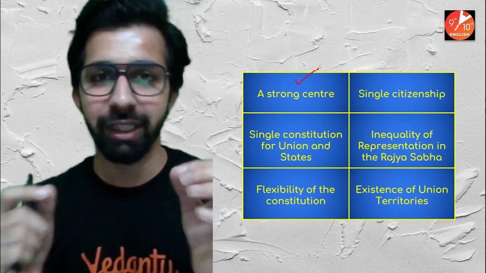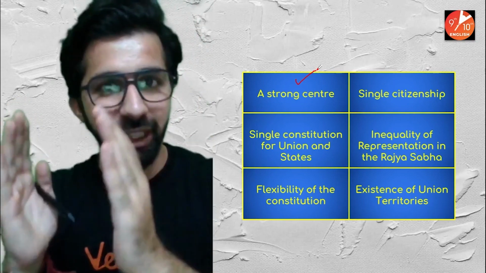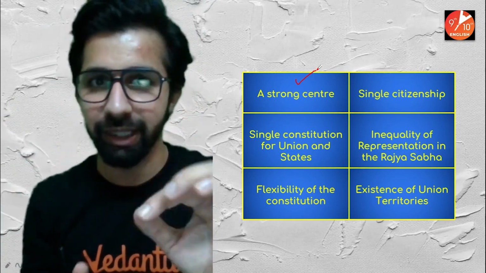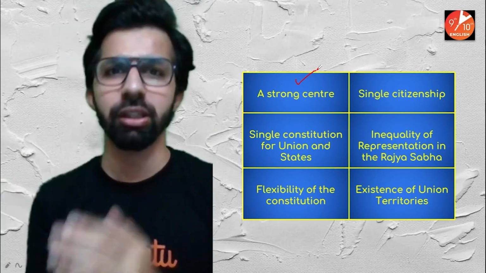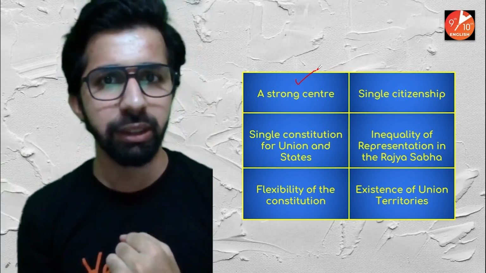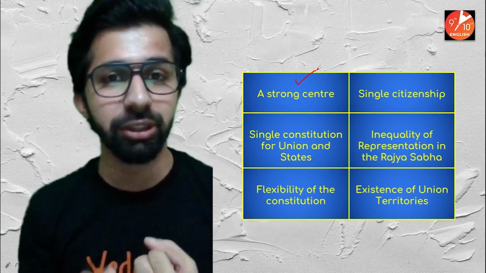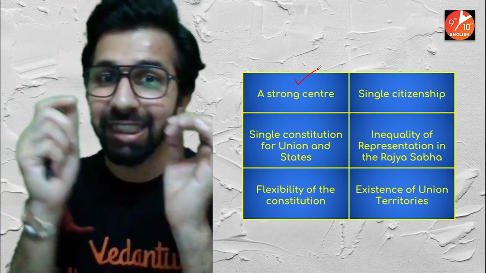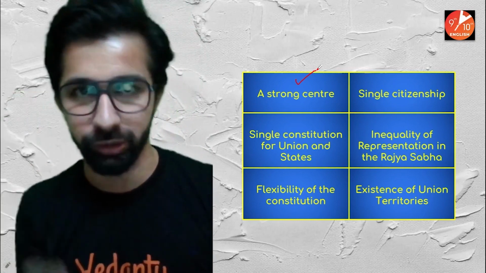The second list we have is the State list. The state government is responsible for making laws on the subjects included in the State list. For example, the state police, or the agriculture of the state, or the irrigation of the state. On such subjects, the state government is responsible for making the laws.